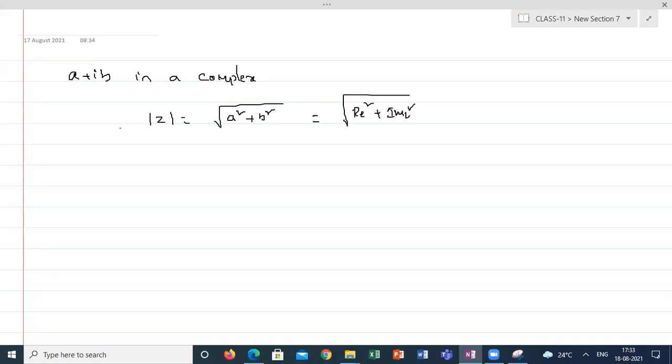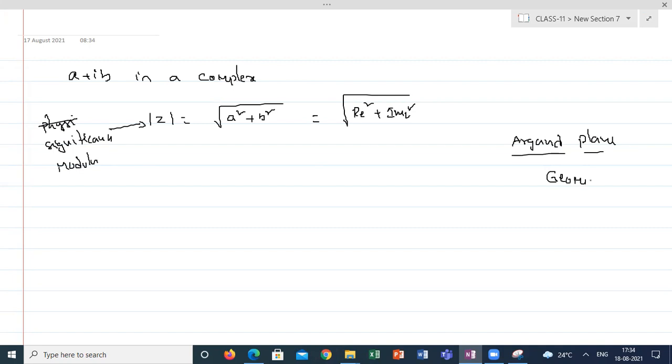What is the physical meaning of modulus? The significance of modulus I will discuss in the Argand plane. The Argand plane concept, usually we will discuss with geometry. Then you will get clarity.